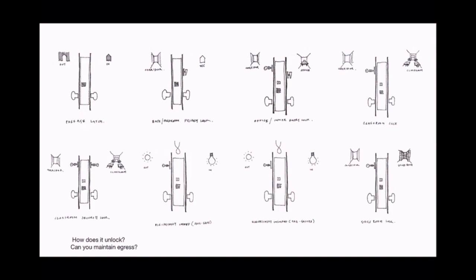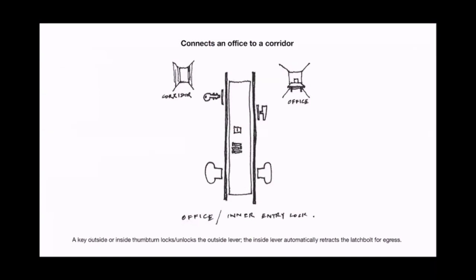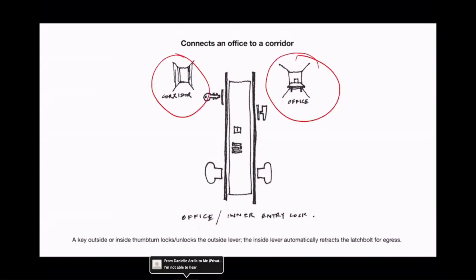And so from an office to a corridor, the first question is, where does the locking happen? Of course, if the corridor is on the left and the office is on the right, we need to be able to lock an office. That's pretty clear. We need to have a key be the thing that locks or unlocks the office from the outside, from the corridor. We need to have a thumb turn.